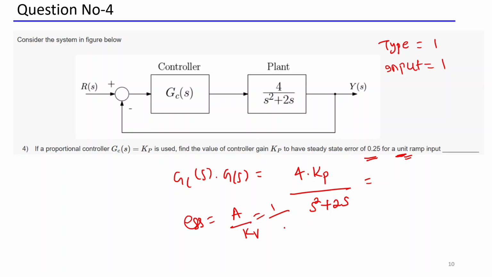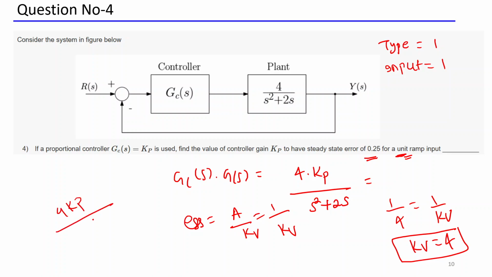You have to just find out kV because steady state error is given to you as 1 by 4. 0.25 is 1 by 4. So 1 by 4 equal to 1 by kV. It means kV equal to 4. If kV equal to 4, then what is kV now? kV, I told you, is just the DC gain. So what is the transfer function? 4 into kp divided by s into s plus 2.